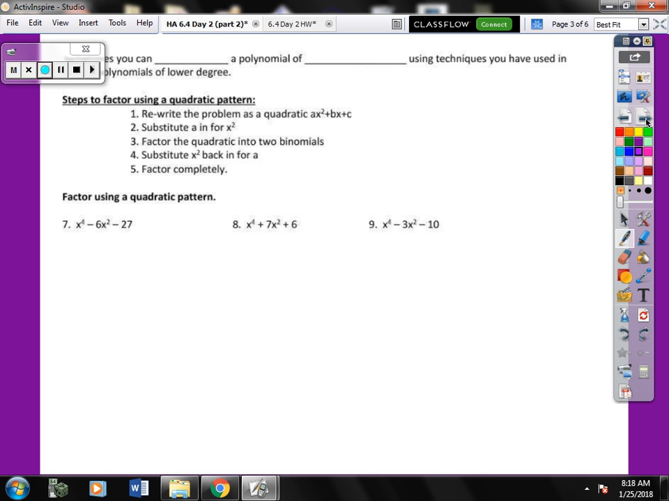So you'll notice that in the lesson questions today, they are 4th degree polynomials instead of being 3rd degree or squared. So sometimes you can factor a polynomial of higher degree, so 3rd degree, 4th, 5th, whatever, using techniques that you used for polynomials of lower degree.